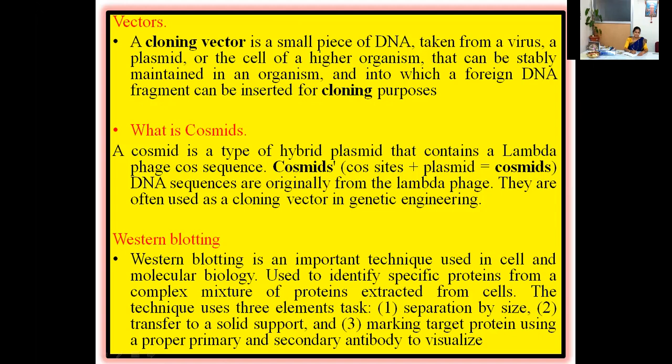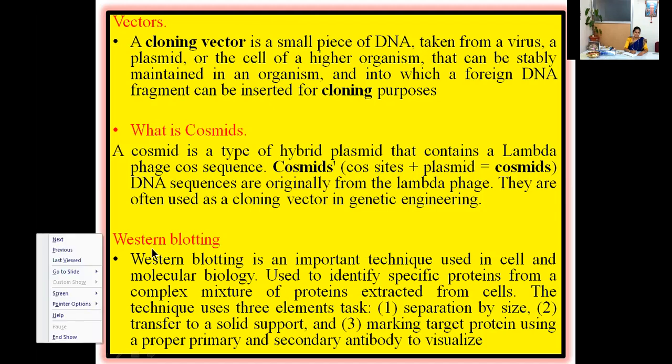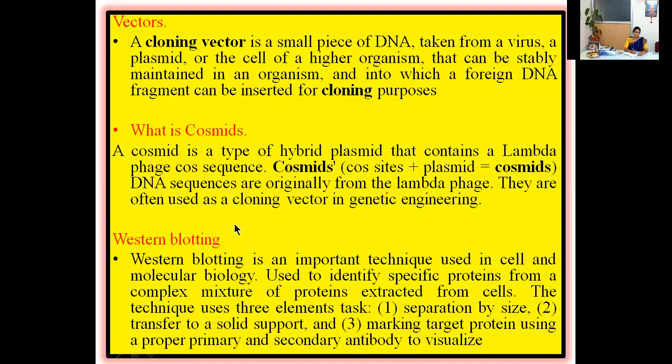Now let us go through Western blotting. We have three types of blotting techniques: Southern blotting, Northern blotting, and here this is the Western blotting. Western blotting is an important technique used in cell and molecular biology to identify specific proteins from a complex mixture of proteins extracted from cells. The technique uses three elements: separation by size, then transfer to a solid support, then marking the target protein using a proper primary and secondary antibody to visualize. So this is about Western blotting.